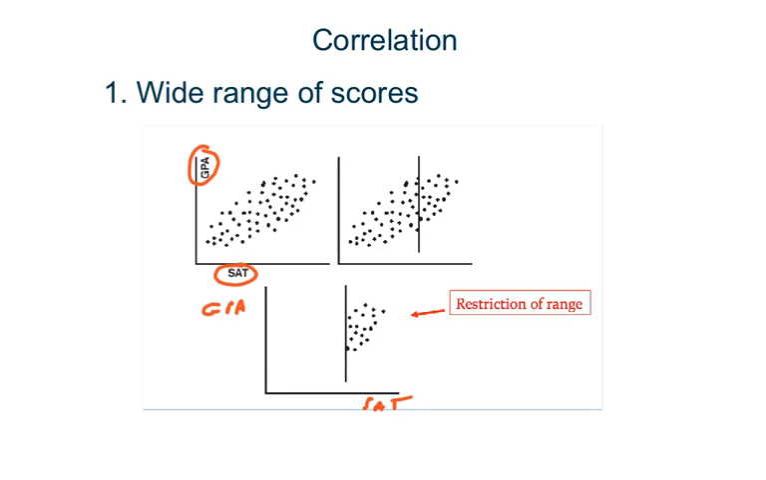But if we were to have obtained a full range of scores, like on the upper left, it's quite a strong positive correlation. So a wide range of scores can change the appearance of a correlation that really exists once we look at the entire population. So that's step one.